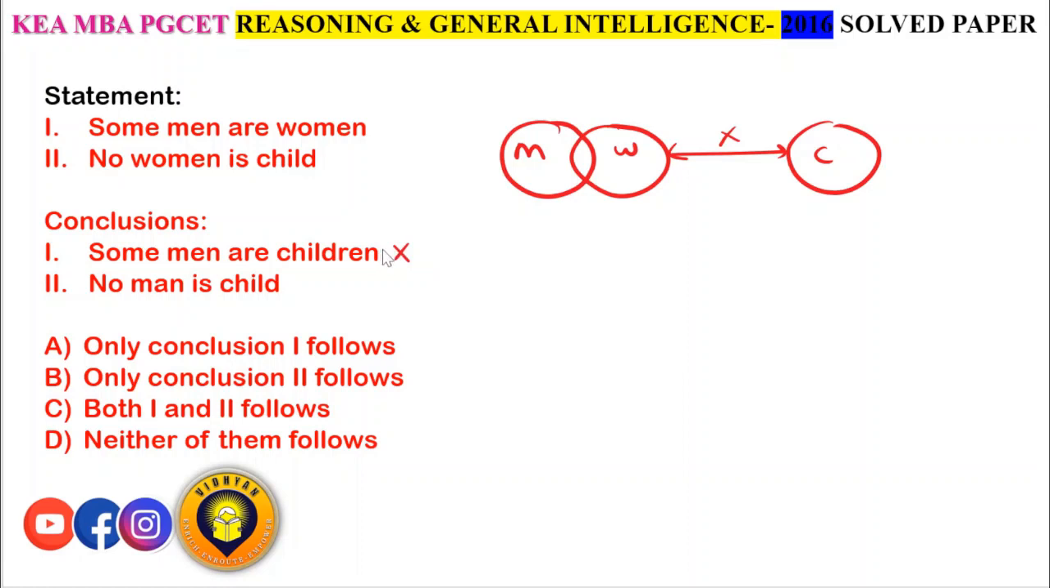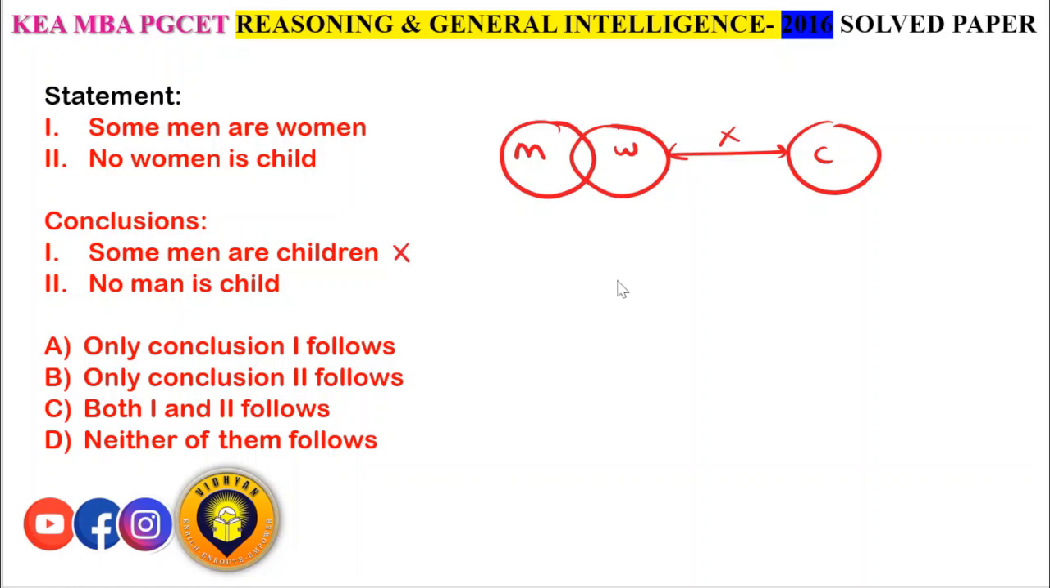No man is child, whether no man is child means this whole circle does not come inside the children circle. Whether it is 100% true or false, you have to think. See, in this diagram, the men circle is here and the children circle is here, so they are far from each other, they are separate. So you may think that no man is child is true. No, this is not absolutely true.